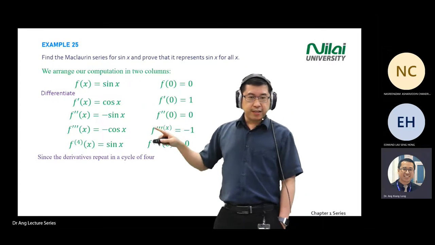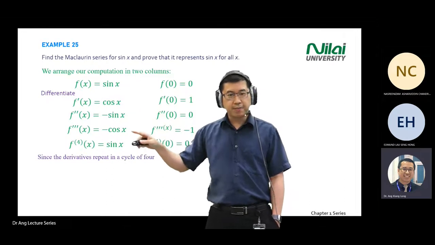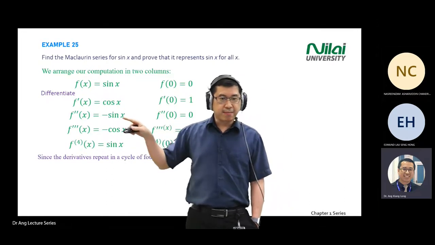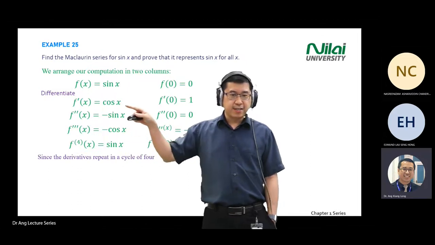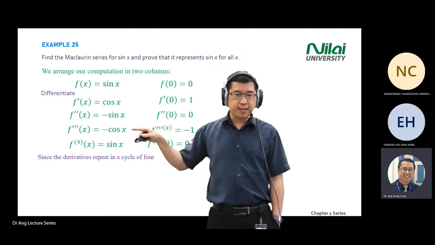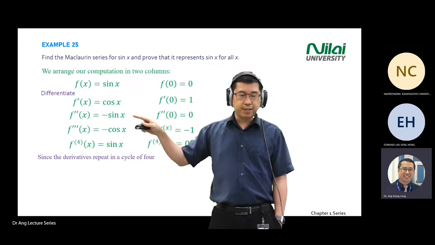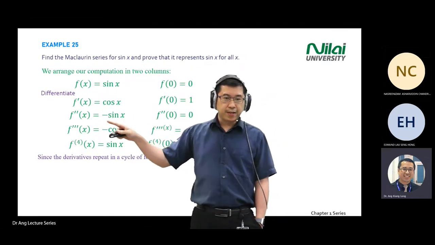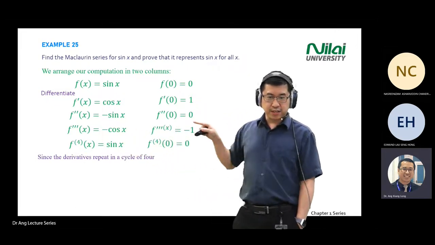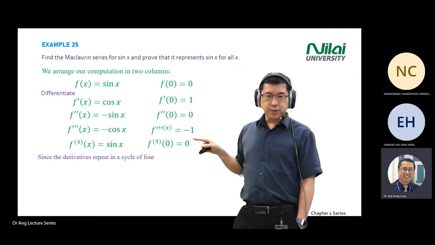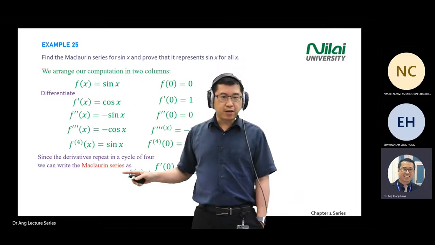Can you see the pattern here on the differentiation column on the left? You see cos x, minus sine x, minus cos x, sine x. You can see cos repeating, but it becomes negative. Sine will become sine again, but the positive and negative in front also change. And here is more interesting. You see 1, 0, negative 1, 0. So we can write the Maclaurin series again.